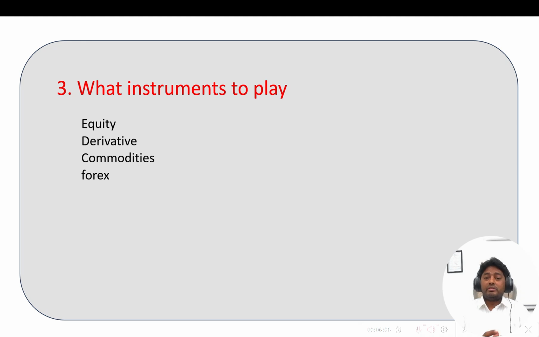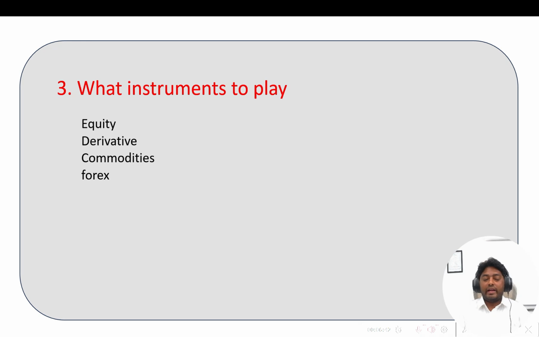And third is what instruments you are going to play. You should have a fair understanding of what kind of instruments are there in the market. Are you going to deploy it in equity, derivatives, commodities, or forex? Why it's important is that equity doesn't give you much handle to manage the risk, because equity will be deployed. You cannot hedge it with any other thing. There may be some ways, but it's not that intuitive or intelligent a way to hedge it.